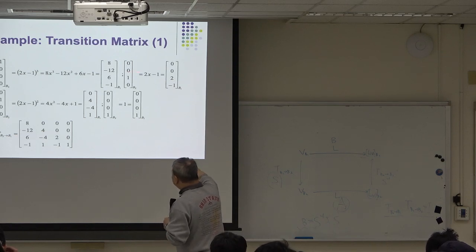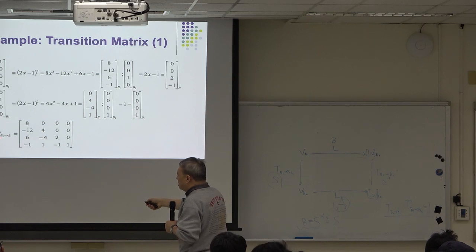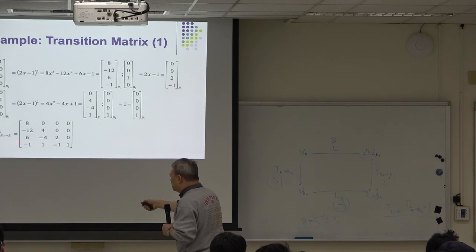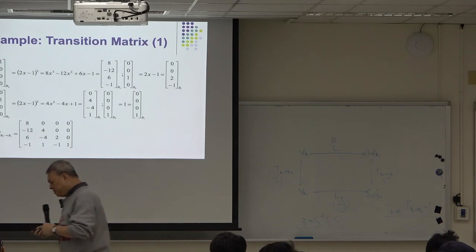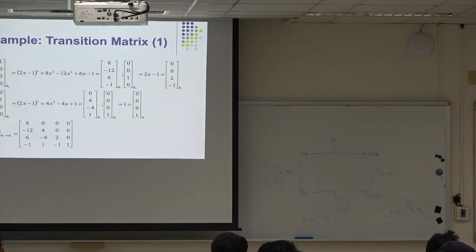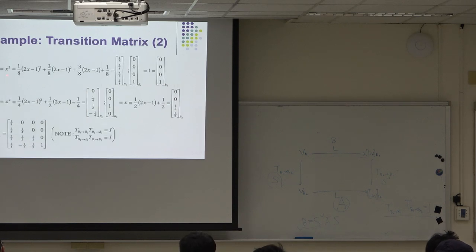So if you represent the transformation from the second basis to the first basis, it's going to look like this. And the transformation from the first base to the second base is a little bit complicated. You either compute the inverse of this matrix, or you just do this.